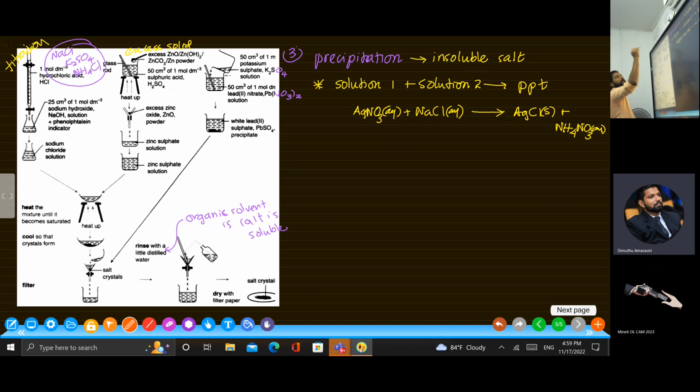Here we add zinc oxide, zinc hydroxide, sorry, magnesium oxide, magnesium hydroxide, magnesium carbonate, anything which will react with what? Sulfuric acid. Choose any one of them, because they are insoluble. And then remove that excess solid, get the solution, heat and get the crystals. When crystals appear, cool it to get the crystals. Filter, wash, dry. Right?